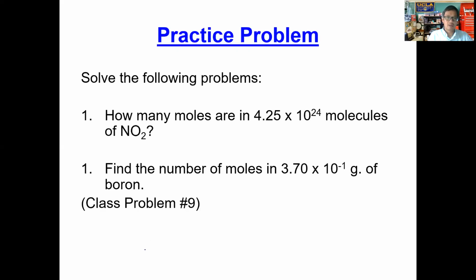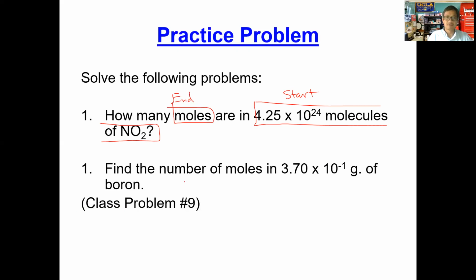Okay, let's go ahead then and let's take a look at what we have here. So for the very first one, what are we starting out with? We're starting out with 4.25 times 10 to the 24th molecules. So we're given the particles. We're given the number of particles that we're going to start out with. That's what we're starting out with, and we're trying to find moles. That's what we're going to end up with in this particular calculation.